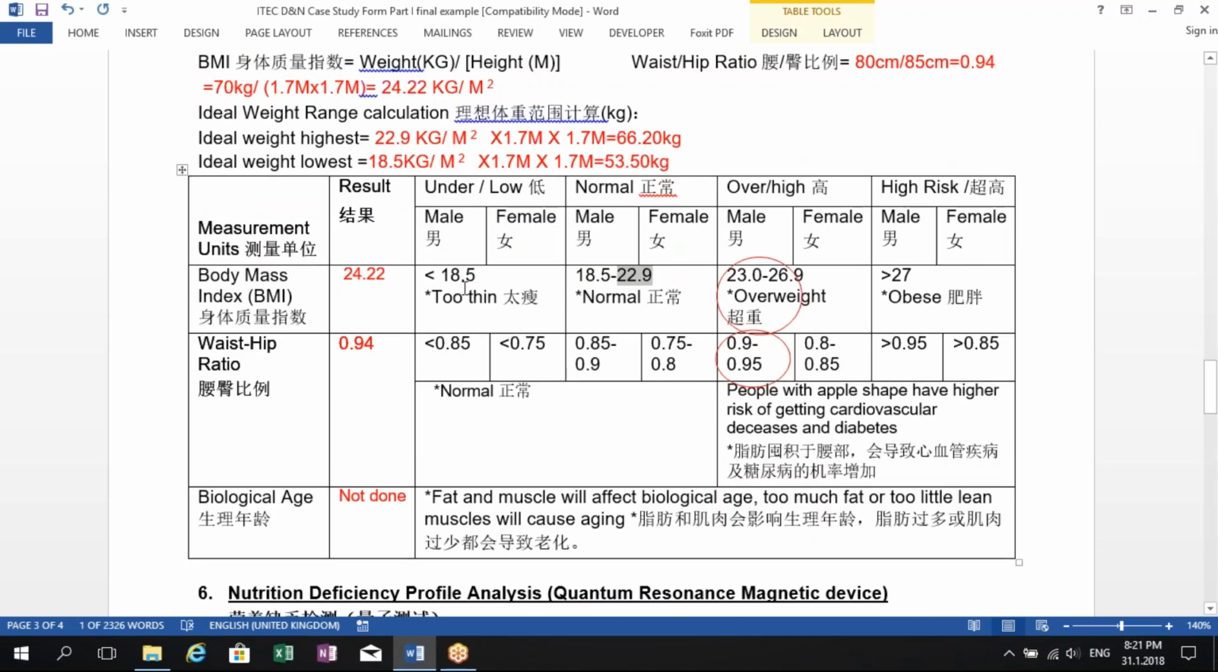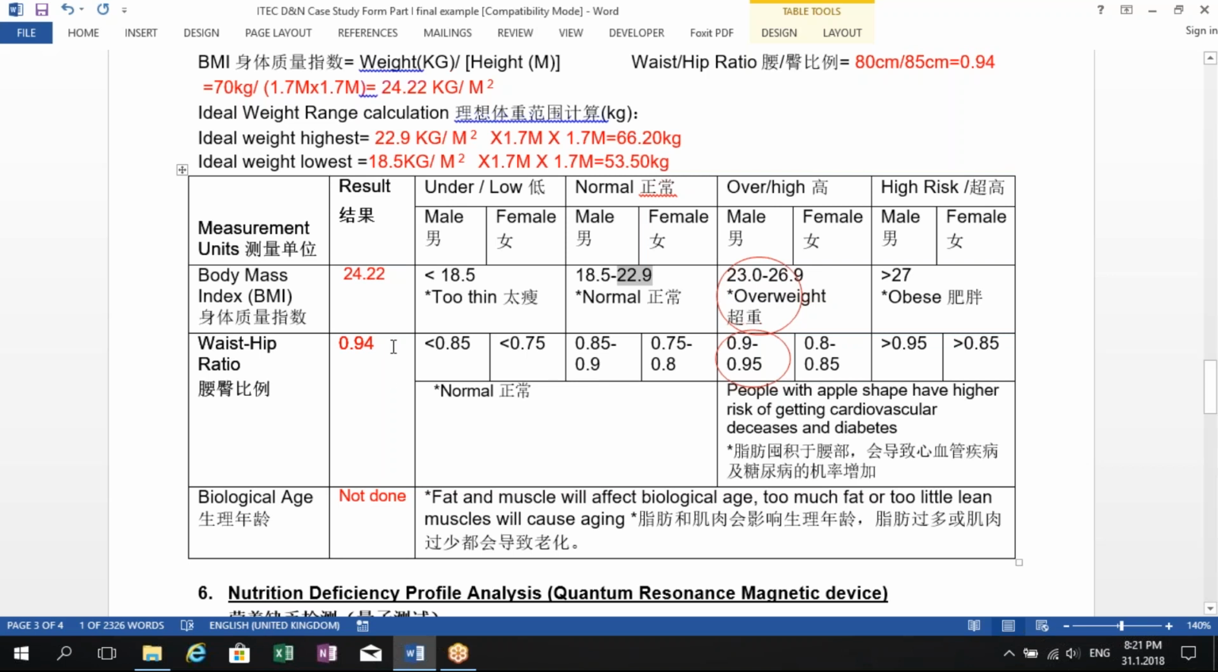Remember, all these results, BMI result right here, waist hip ratio result right here, and please circle whatever is applicable. You need to circle, meaning you know this person is in this range, overweight or underweight or normal.